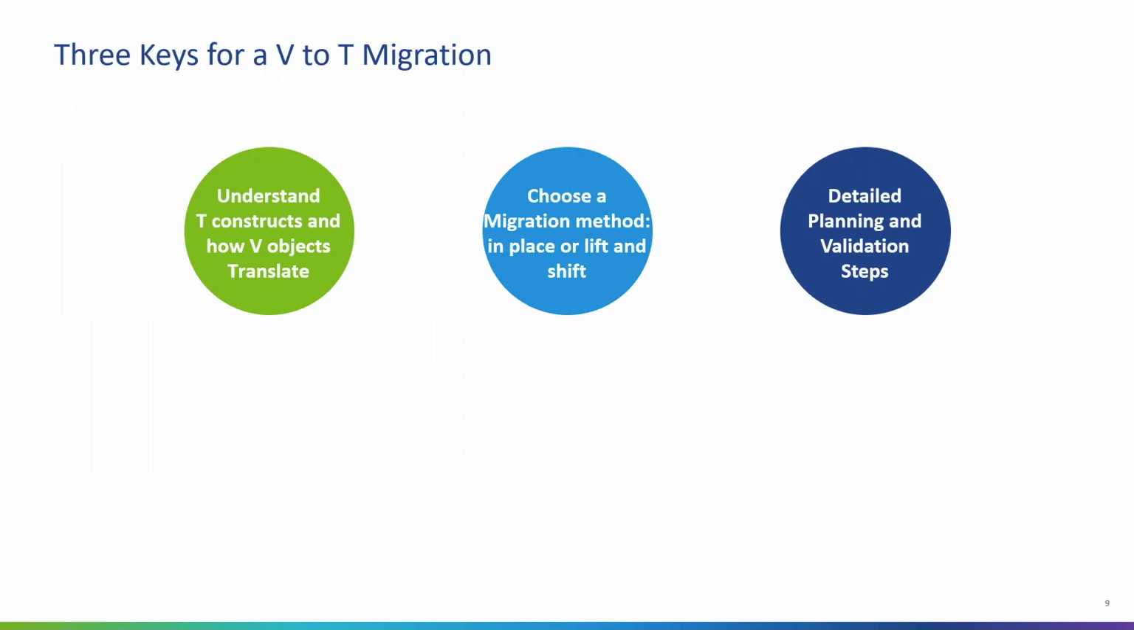So learn T, get a lab set up, make sure you understand the differences, pick a method, and then test it, and just run through and test before you do anything on production. Because you want to make sure when you get to production that you've already got a really good understanding of how that's going to work.